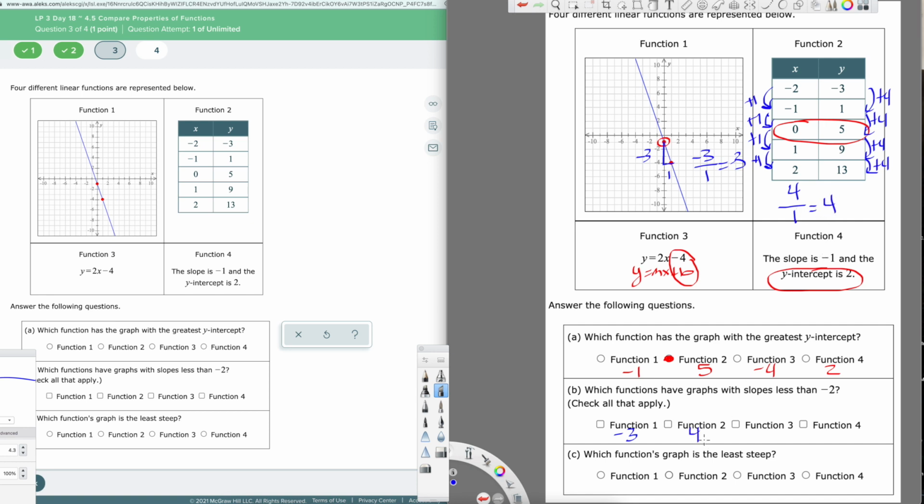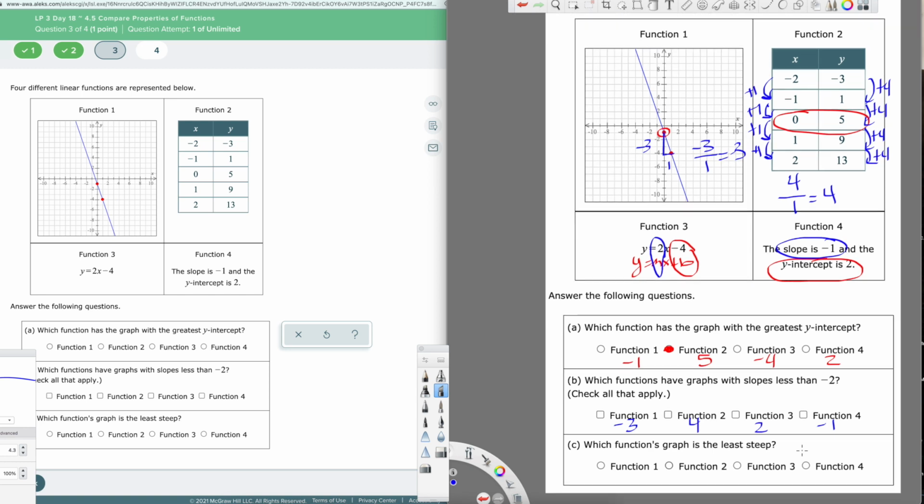All right, so this one, I can just identify it with my equation here. M is my slope, so it's 2. And then they told me in function number 4 that it's -1. All right. So now, which ones are less than -2? Well, the only number here that's less than -2 is function number 1, it's -3.